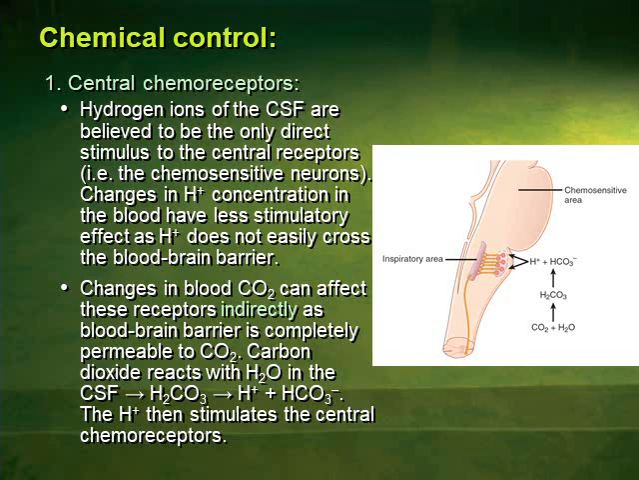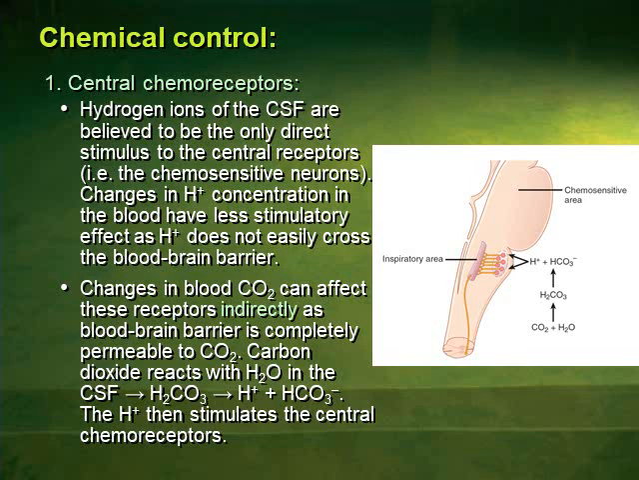Metabolic acidosis usually cannot affect the central chemoreceptors because the hydrogen ion in the plasma cannot easily cross the blood-brain barrier to reach the CSF. So the local production of the hydrogen ion comes from the carbon dioxide reaction with water. So the effect of the carbon dioxide is indirect.